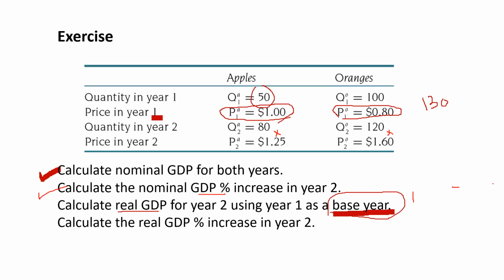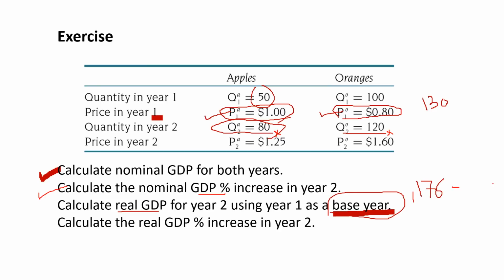Now, for year 2, we are going to take the base year prices from year 1 and multiply them by the quantities in the year we are looking to calculate the real GDP for. So we take the price from year 1 times the quantity of year 2. The base price of apples is $1 and $0.8 for oranges, multiplied by the output in year 2, which is 80 for apples and 120 for oranges. So the total real GDP for year 2 is 176.